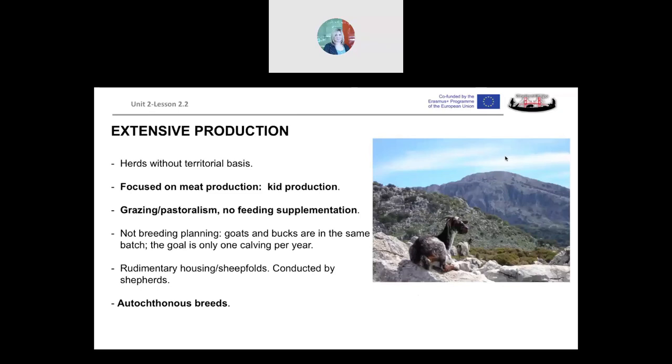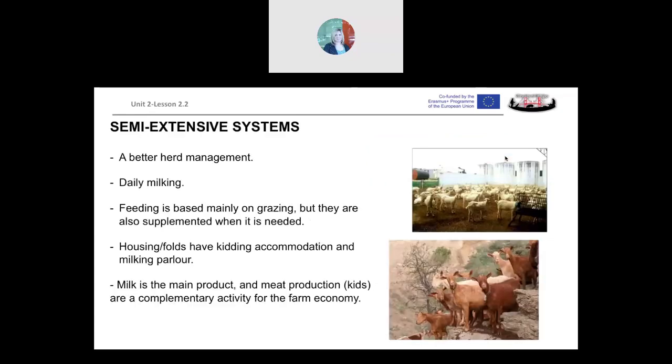And in this kind of production, the breeds usually exploited are local or autochthonous breeds, in which some specific characteristics want to be expressed.